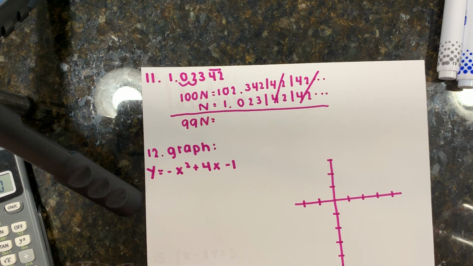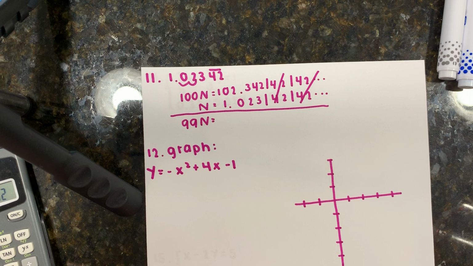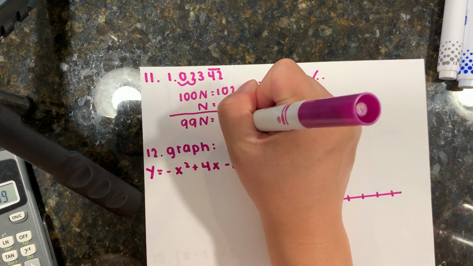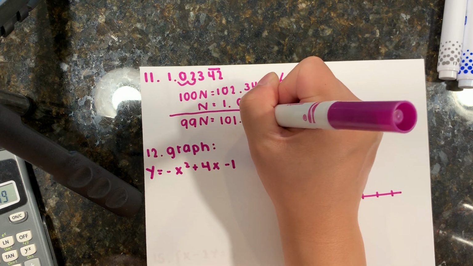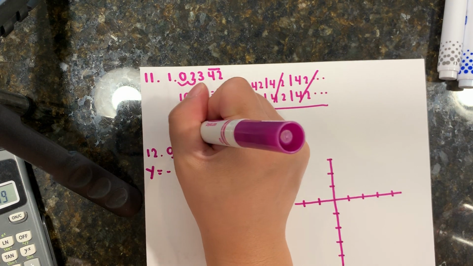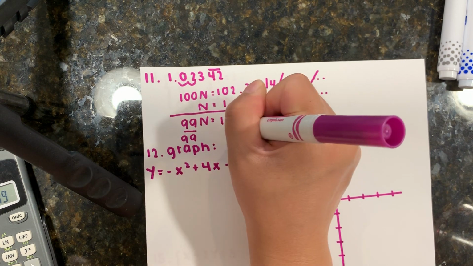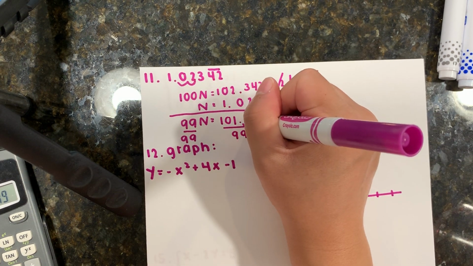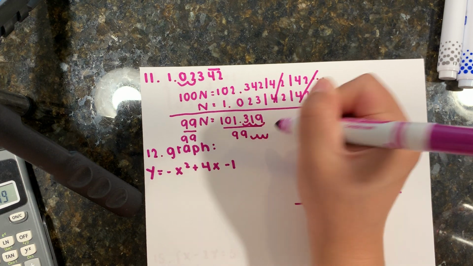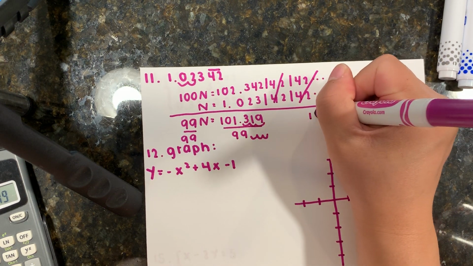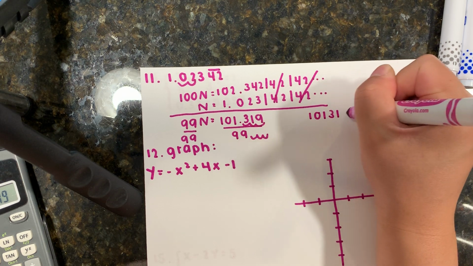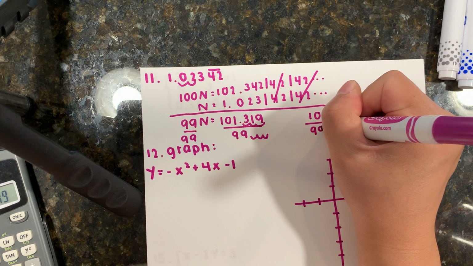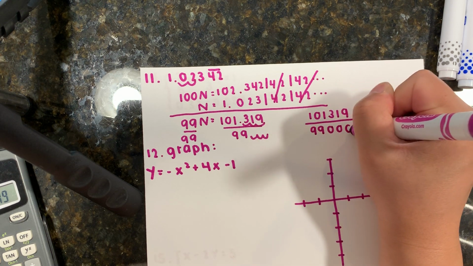And then I have 102.342 minus 1.023, which would give me 101.319. We're going to divide that by 99. We need to move the decimal point over 3 spaces. So my answer is going to be 101,319 over 99,000.